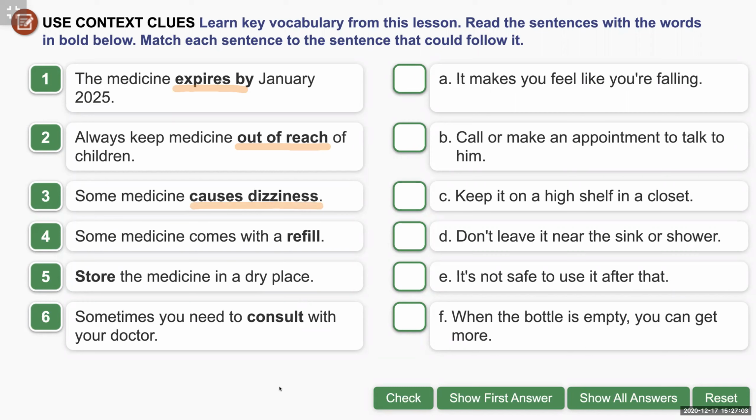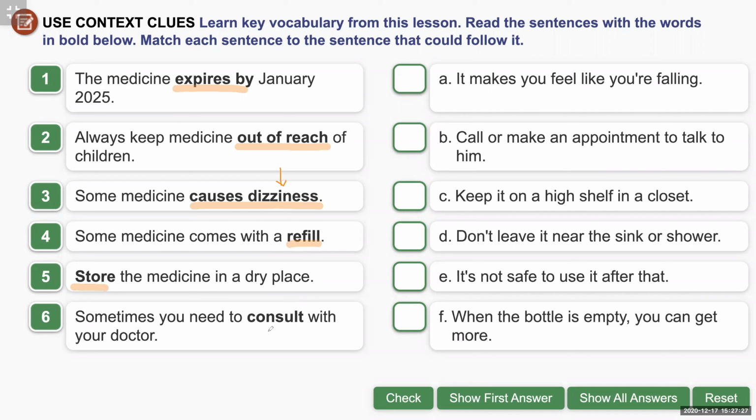And I know for some of my students last night, they had a difficult time pronouncing this word. So let's practice. It is dizziness. So if you want to pronounce again, dizziness. Our next word, refill. Our next word, store.